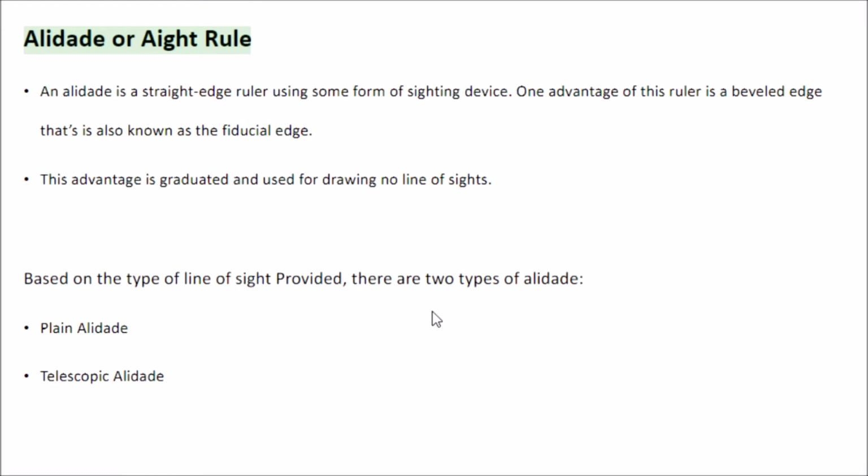Eye dot, or alidade. An eye dot is a straight edge ruler using some form of sighting device. One advantage of this ruler is a beveled edge that is also known as the fiducial edge. This edge is graduated and used for drawing lines of sight. Based on the type of line of sight provided, there are two types of eye dot: plain eye dot and telescopic eye dot.